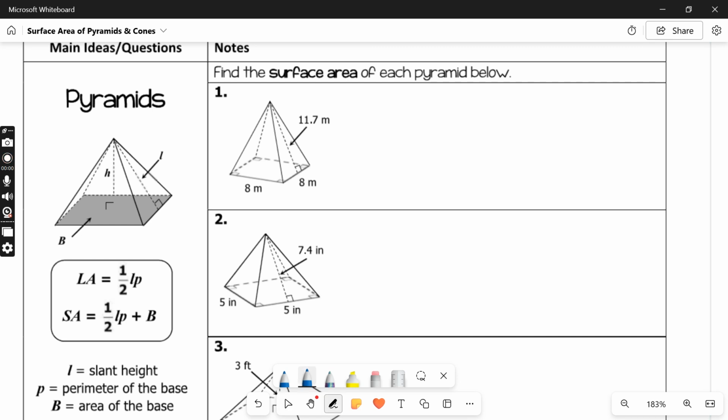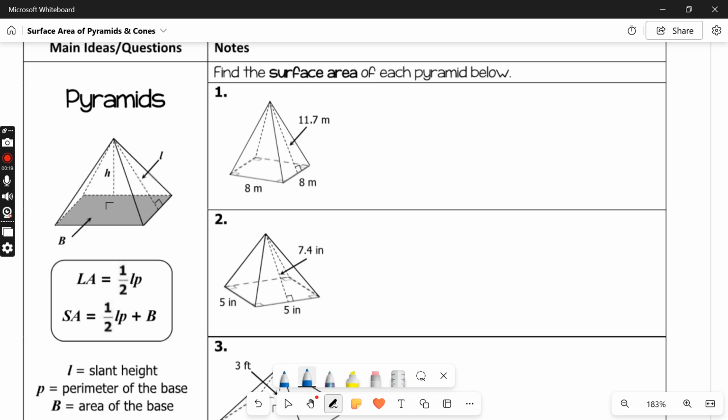Hi everyone. Today we're going to continue talking about surface area. We're going to specifically look at pyramids and cones. So the front of this is all about pyramids and then the back is about cones. So it says find the surface area of each pyramid below.